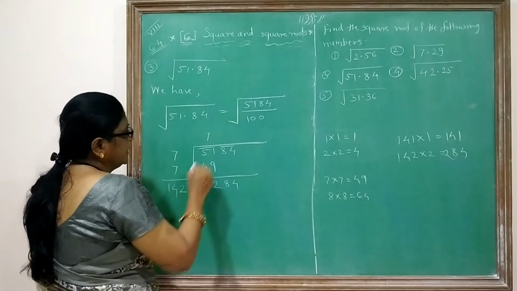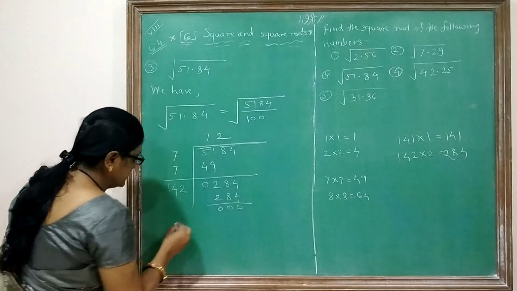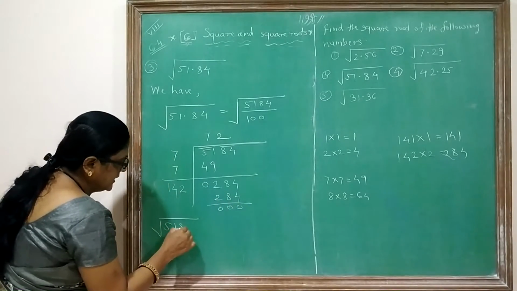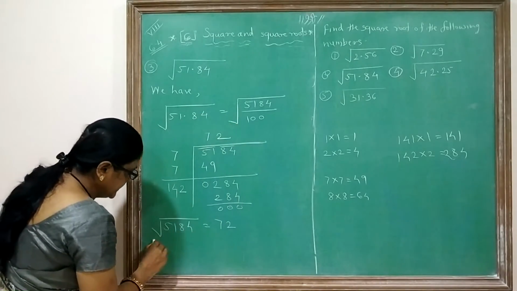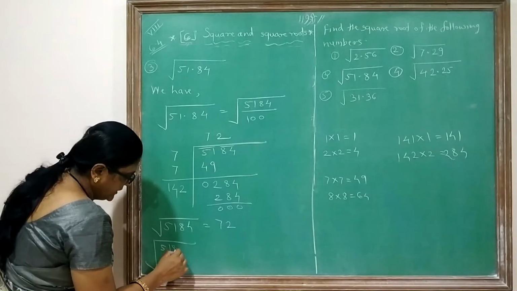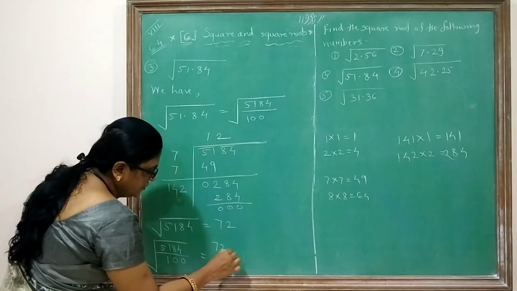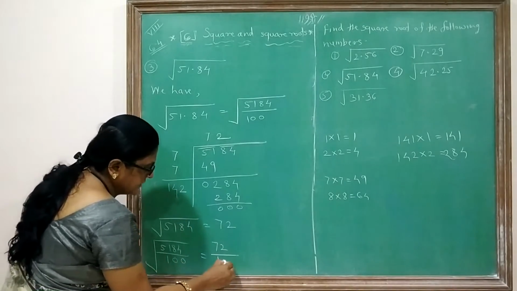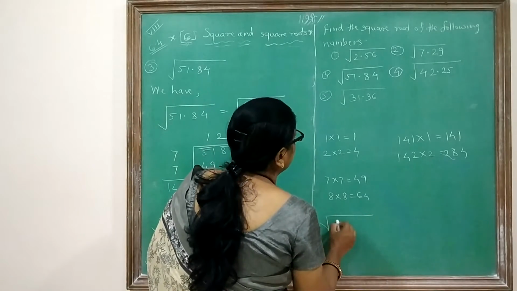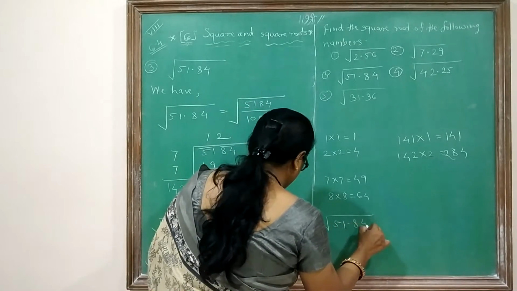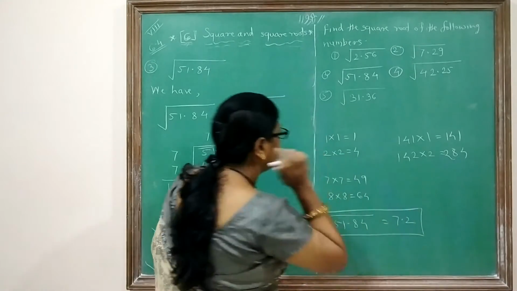Then you will get 142 multiplied by 2, you will get 284. Then 000 means square root of 5184 equal to what? 72. And put here, that is square root of 5184 divided by 100. Its square root is what? 72 divided by its square root, which is 10. Then you will get 7.2. Means your final answer is what? Square root of 51.84 equal to 7.2. And this is your final answer.